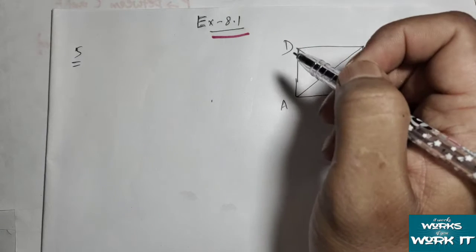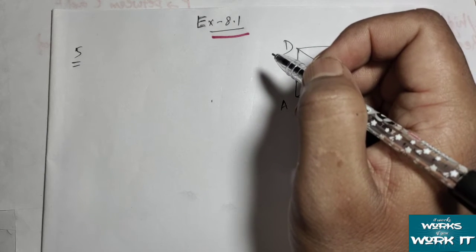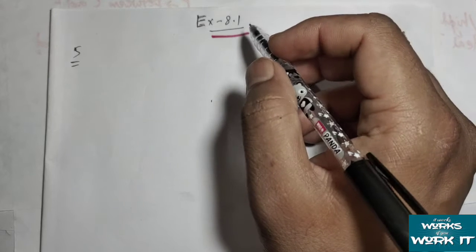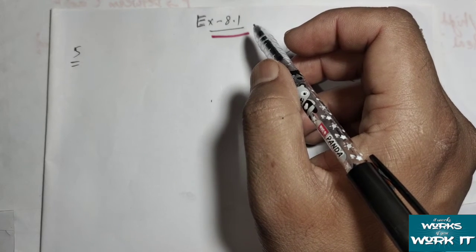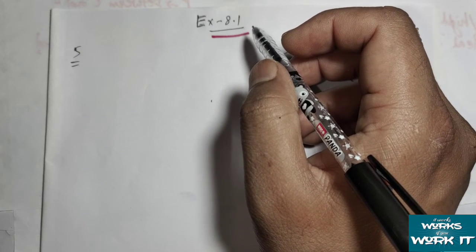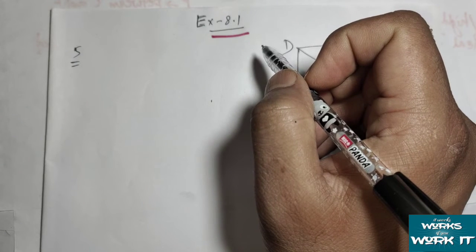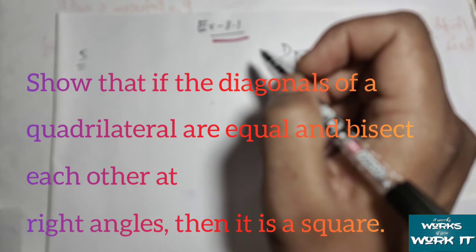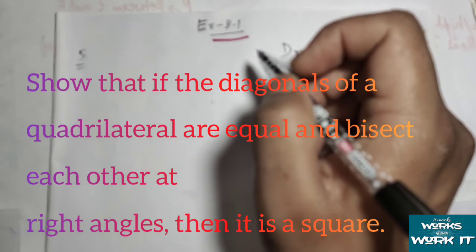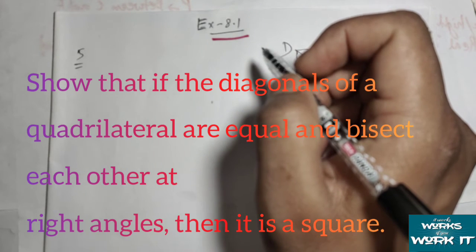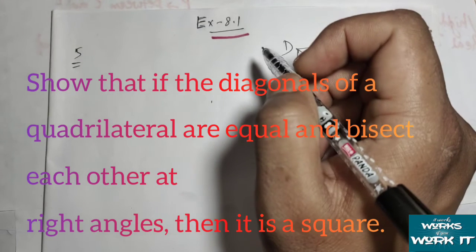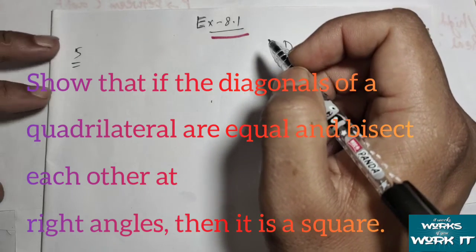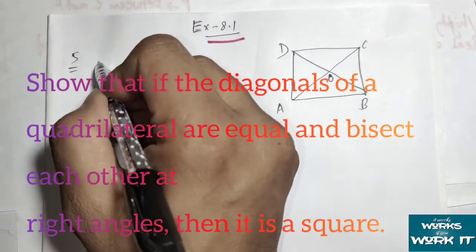Hello students, I hope you have done and practiced the earlier questions of exercise 8.1, that is from question number 1 to question number 4, and you have got a little bit of concept about what is going on. So let's do question number 5 today. If you see on the screen, the question is given: prove that if the diagonals of a quadrilateral are equal and bisect each other at right angles, then it is a square. Okay, so let's write what is given here.